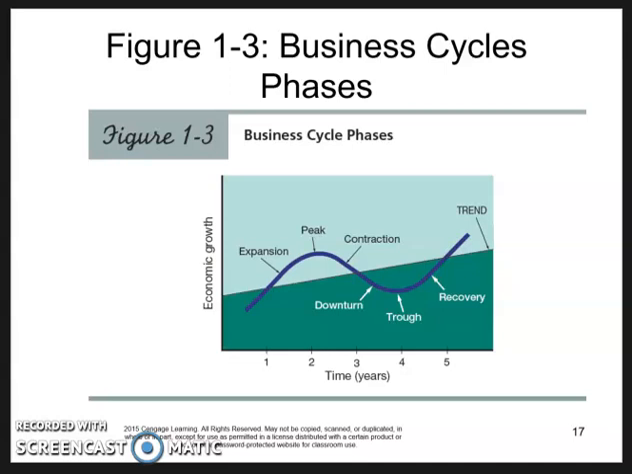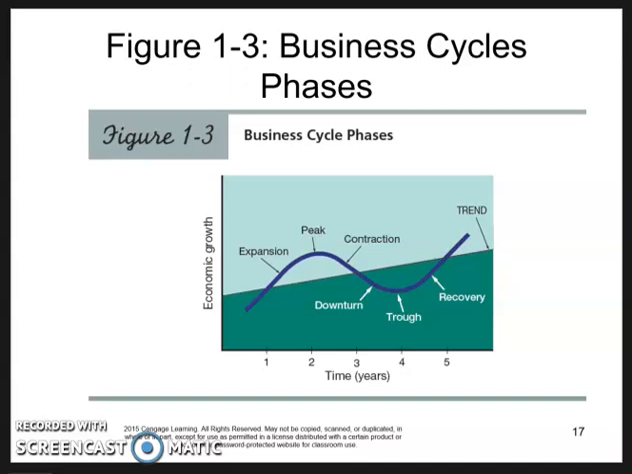Okay, this is lecture 3 from chapter 1. We finished up the last lecture. We were talking about the phases of the business cycle, and we have 6 phases. We have expansion, peak, contraction, downturn, trough, and recovery.